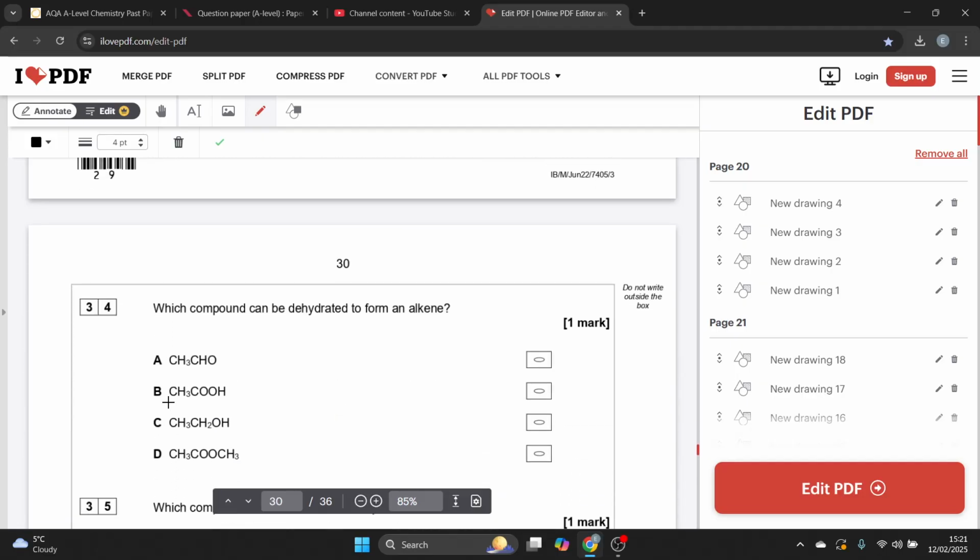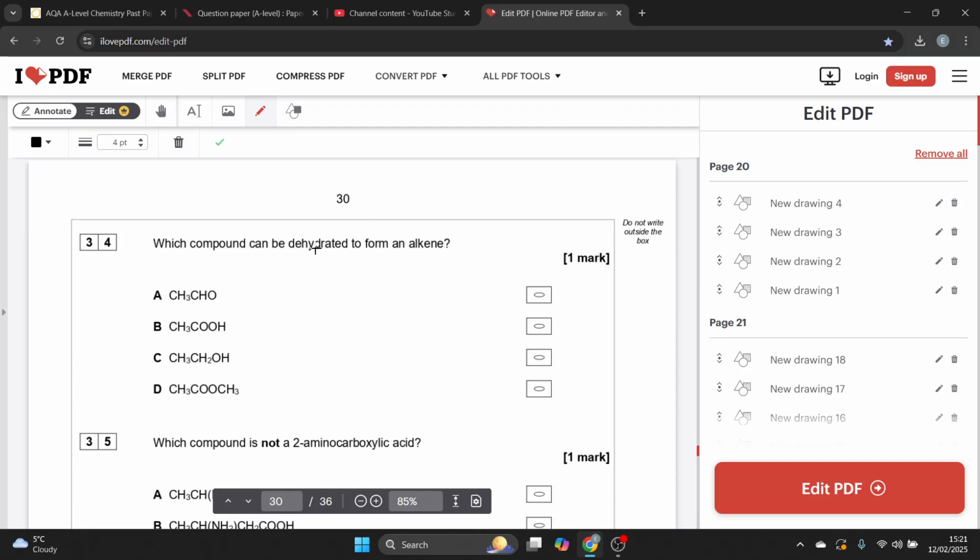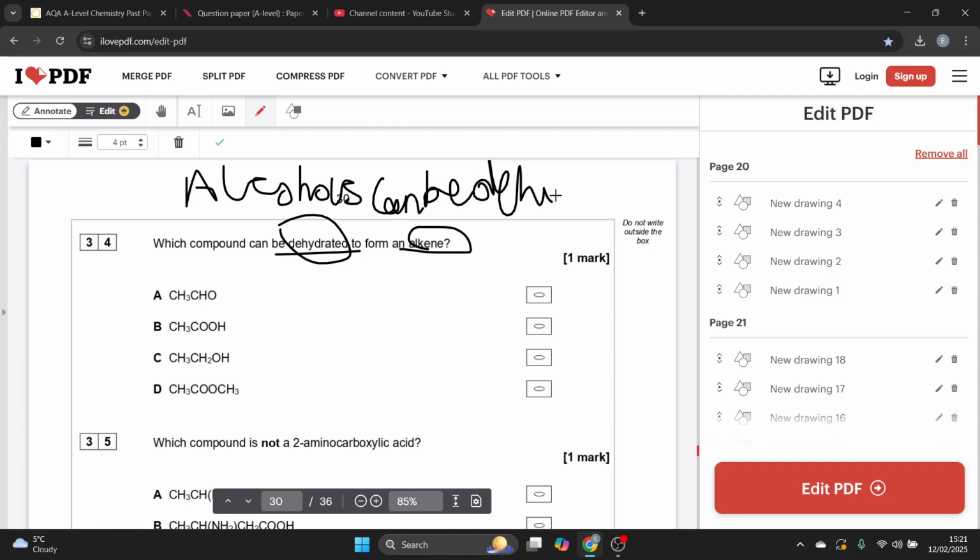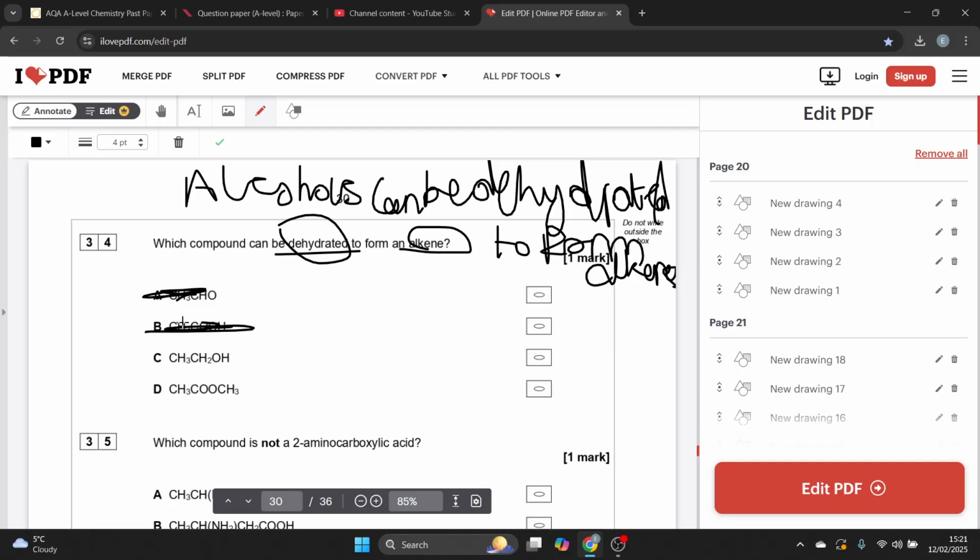Question 34. Which compound can be dehydrated to form an alkene? Well, alcohols can be dehydrated to form alkenes. Remember that practical, cyclohexanol to cyclohexene. Alcohols can be dehydrated to form alkenes. So I'm just looking for an alcohol really, because that's all the info they gave us. A, that's an aldehyde. B, that's a carboxylic acid. C, that is an alcohol. D, that's an ester. So it must be C.